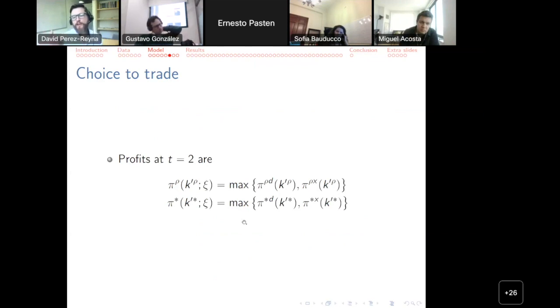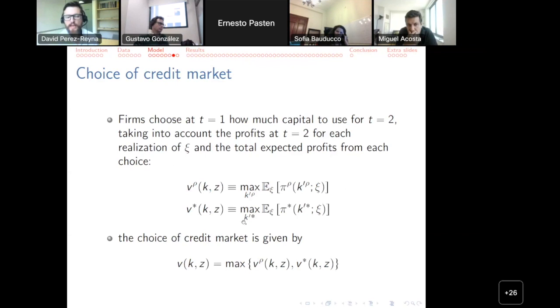And then, knowing across all the realizations of the exchange rate whether it's better to export or not, in period one they're going to choose which credit market to tap. And the way they're going to choose is just the credit market that yields the higher profits. The higher expected profits, sorry, in the expectation taken over the exchange rate.